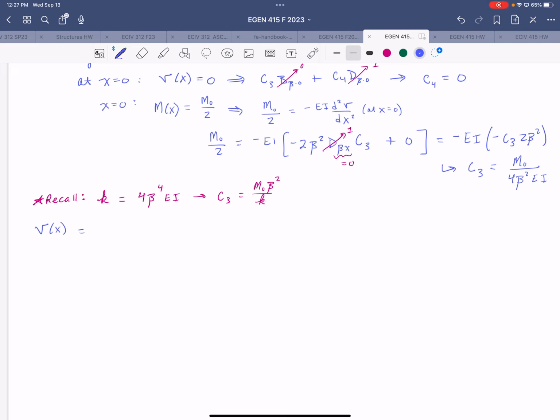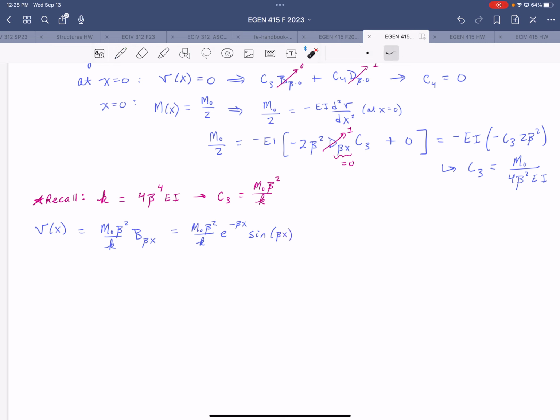And then we can write the full expression for our deflection equation as M naught beta squared over k times capital B beta x. And if we want to, we can then substitute back in the full expression for capital B beta x, which involves e to the negative beta x and sine of beta x.